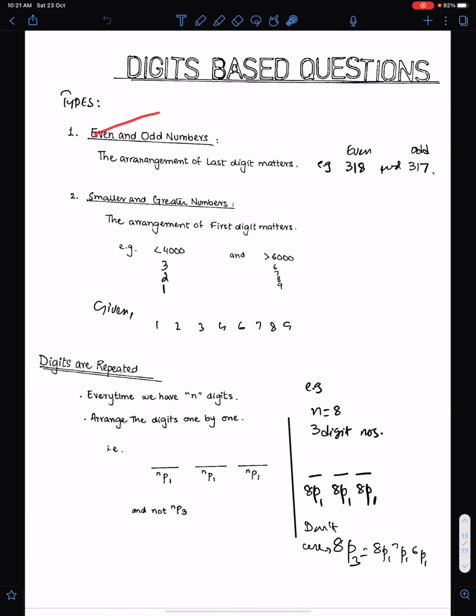So for even and odd numbers, the arrangement of the last digit matters. For smaller and greater numbers, the arrangement of the first digit matters. For smaller numbers, this digit is exclusive. For greater numbers, this digit is inclusive. When digits are repeated, you must arrange digits one by one, as I did in this example.